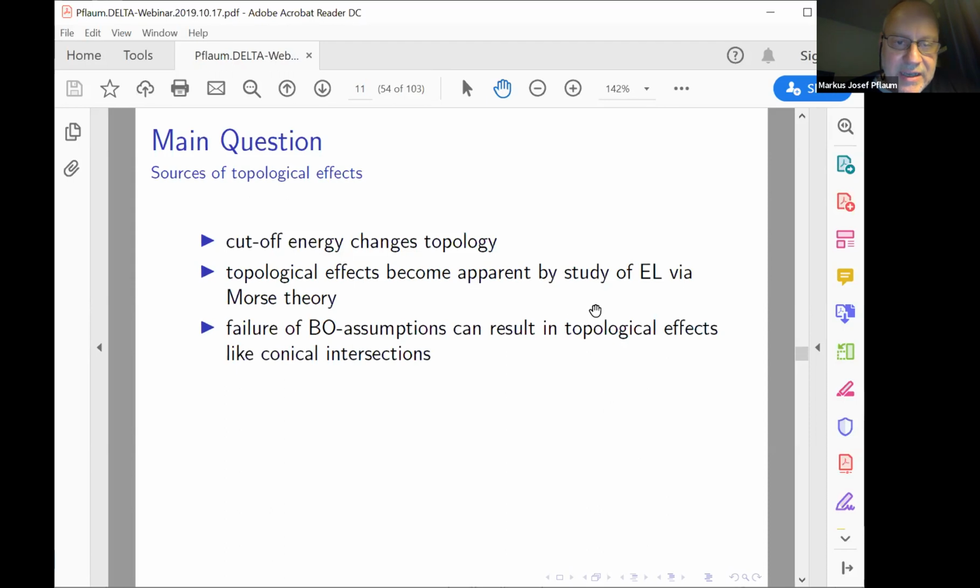The second one is the failure of the Born-Oppenheimer assumptions. They can result in topological effects. So, for example, let me explain, and let me now give this a try. I hope it works.